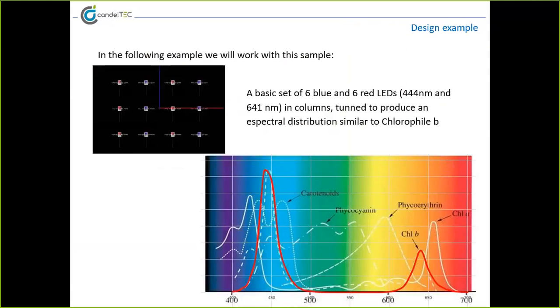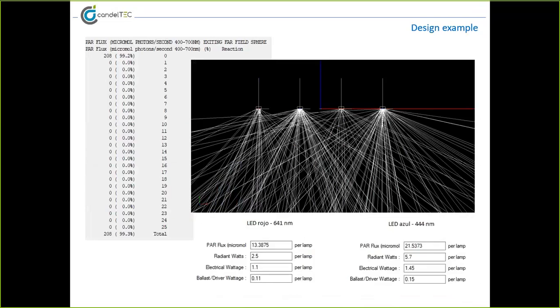This is an example. Here we have two types of LEDs, 6 blue and 6 red. And this is their joint spectral distribution, similar to the chlorophyll B. Having only this group of LEDs, the ray tracing process for the simulation is easy. We only have to be sure that the model introduced in the software includes the real angular distribution of each type of source and the real spectral distribution.